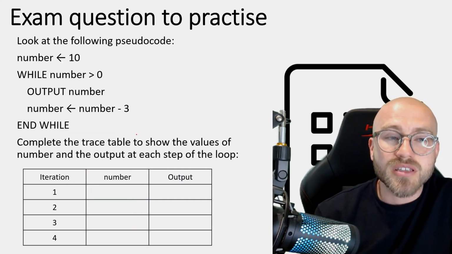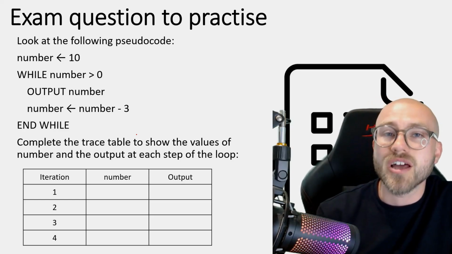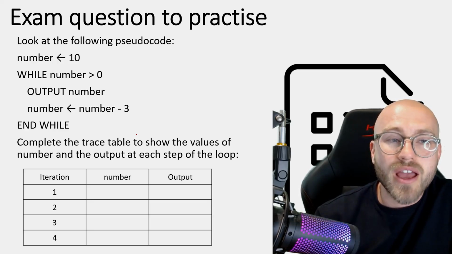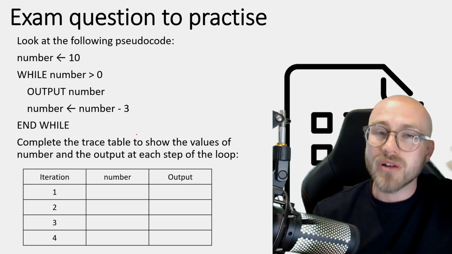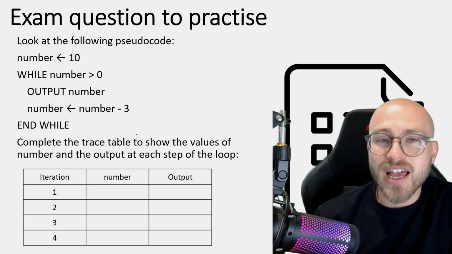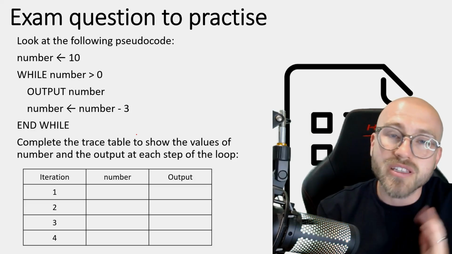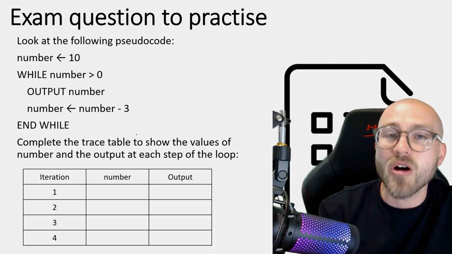So we've got an exam question to practice. It's going to be quite similar to the previous one, but maybe slightly easier because we've only got one variable and one output that we are recording in the trace table. To begin with, we've got a variable called number and it is storing the integer 10. While the number is greater than 0, we're going to output whatever the number currently is. And each time it iterates, we're going to take 3 off our number. Complete the trace table to show the values of the number and output at each step of the loop.